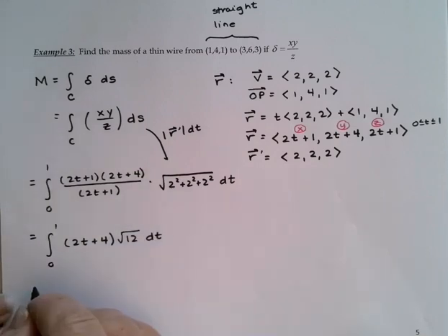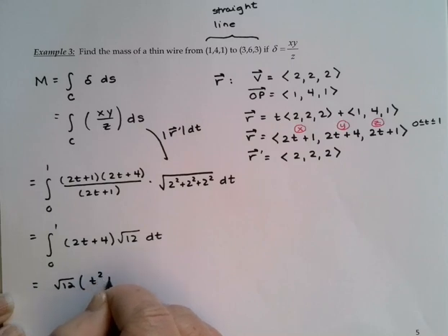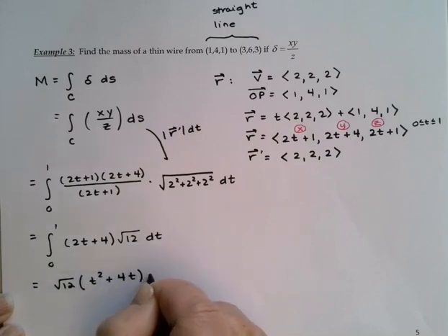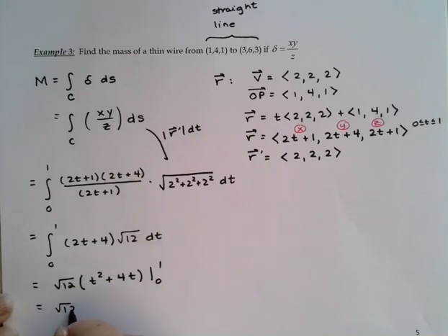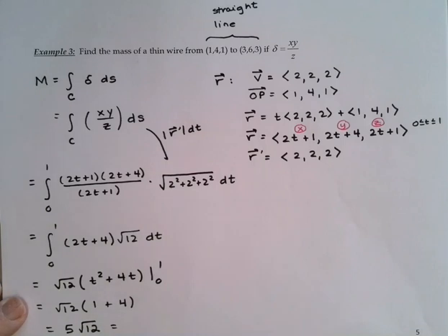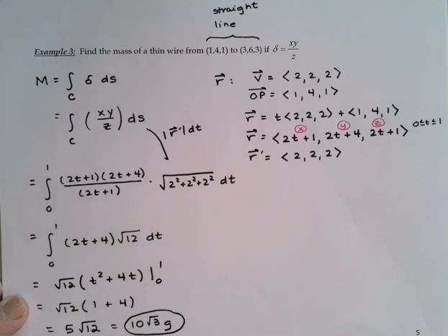And once again, I'm going to go ahead and just quickly get a nice exact answer since it's not too difficult. That integral, I'm going to pull the square root of 12 out, and I'll get t squared plus 4t, evaluated from 0 to 1, which is the square root of 12 times 1 plus 4 minus 0, or 5 times the square root of 12. They didn't give me any units, but this is a mass, so this would be like grams or something like that. I guess I could rationalize and pull that out a little bit, and it would be 10 square root 3 grams, or whatever mass units we happen to be using.